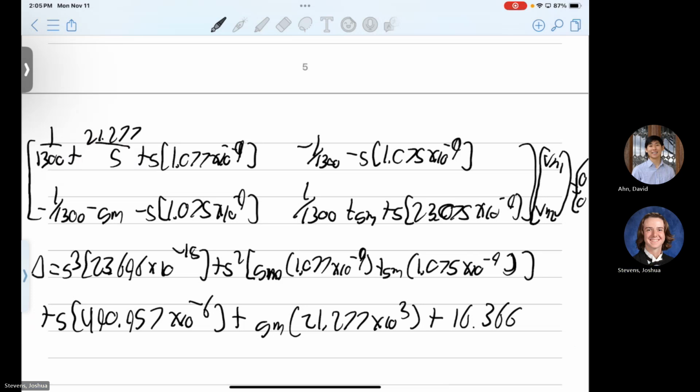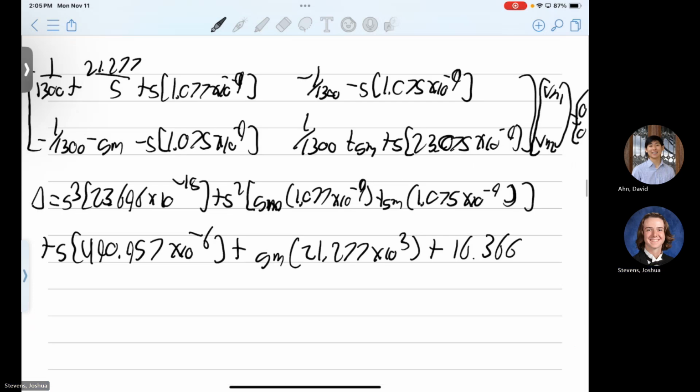So as you see, we have four terms: an S cubed, S squared, S, and then terms with no S. I'm just combining that as one term. Okay, so the next step is, yes, times 10 to the negative 6th. Do you want me to give you all a second to write it down? Yeah. Got it. Sounds good.